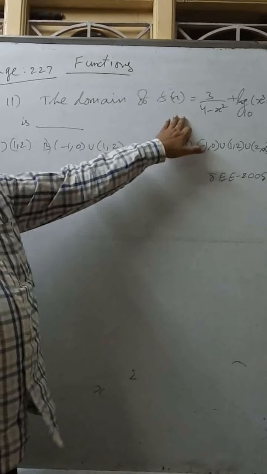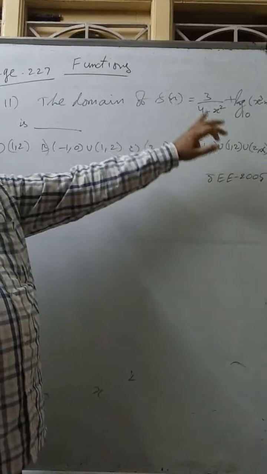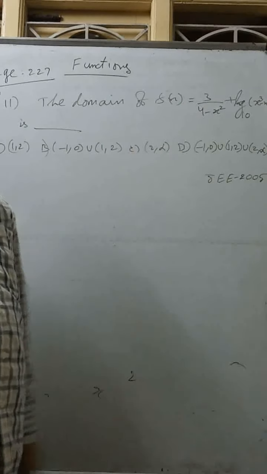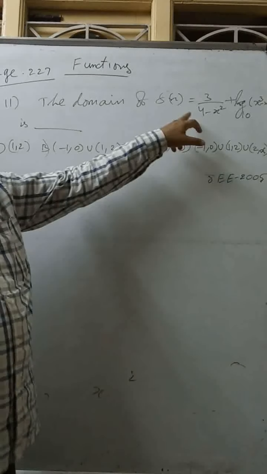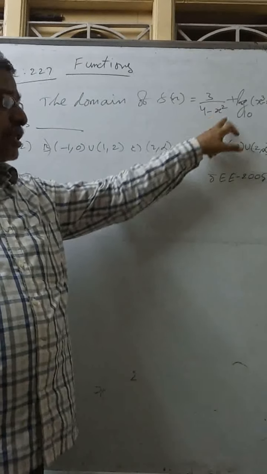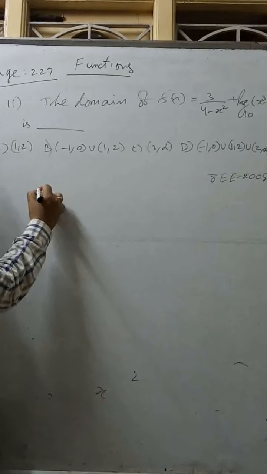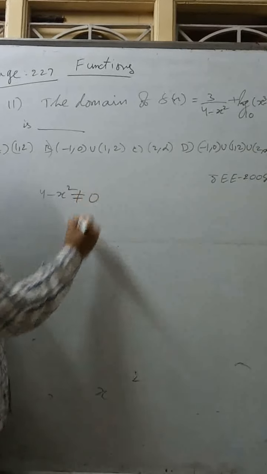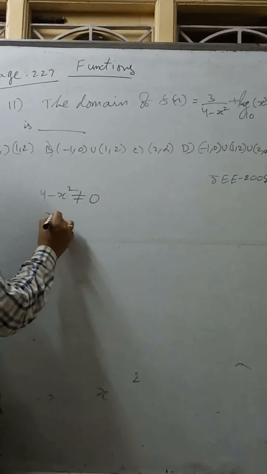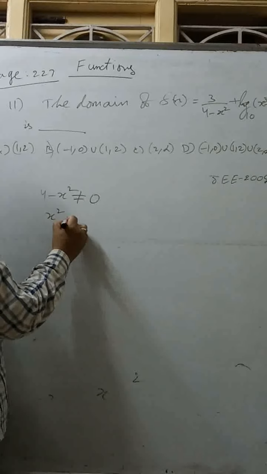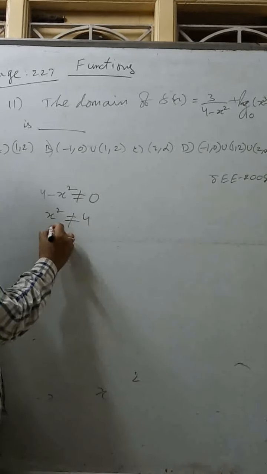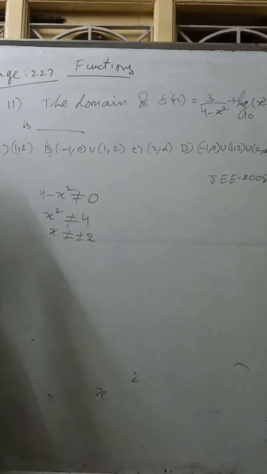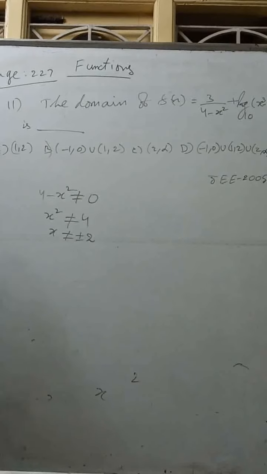The domain means the value of x for which the function is defined. So when is the function defined? Denominator should not be 0. Means 4 minus x square not equal to 0. Then only the function is defined. First thing means x square is not equal to 4. X is not equal to plus or minus 2.